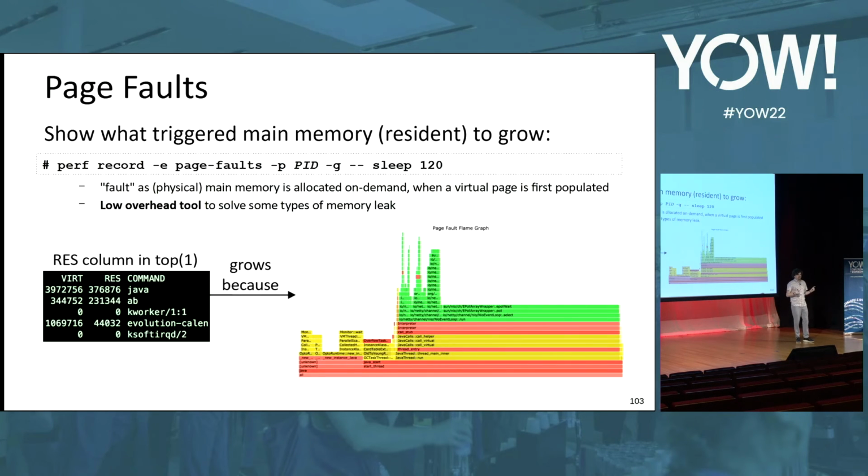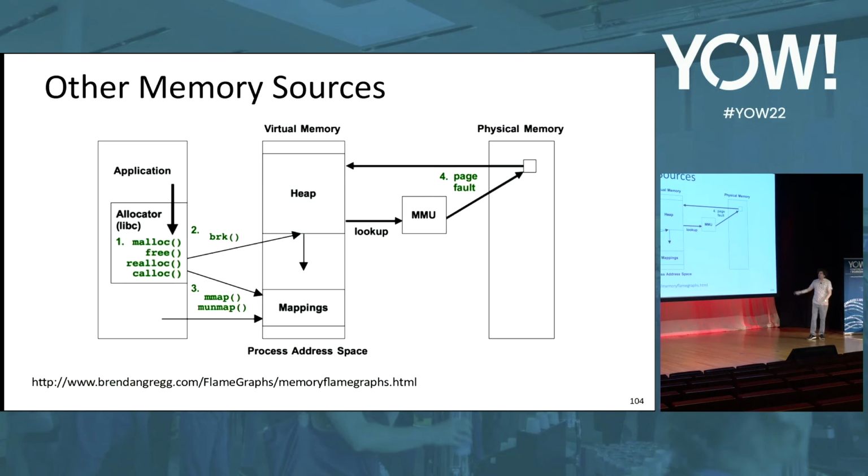It gives you a coarse idea of why you might have a memory leak or memory growth. But what's nice about it is the overhead is basically 0. So a page fault flame graph, like if you're looking at top, shows you why that RES column is growing. And it's like, oh, here's my code of why it's growing. You have to collect it for a long time, though, at least 2 minutes.